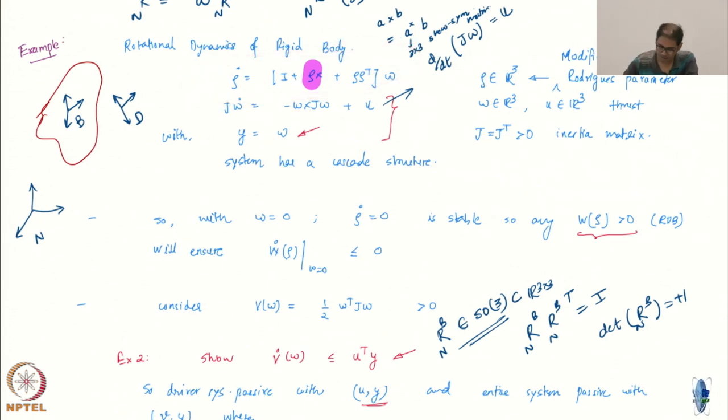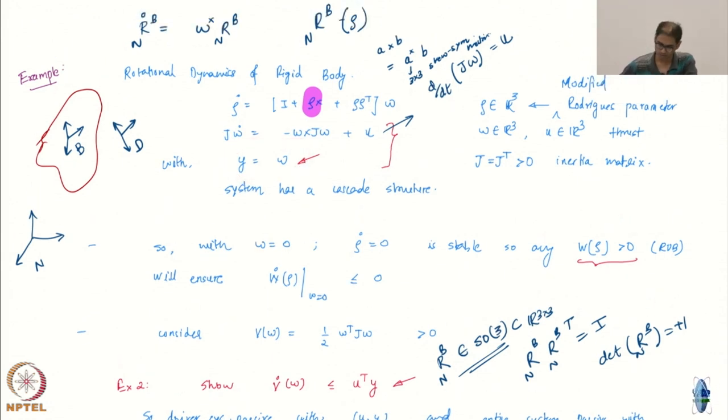And the dynamics is actually evolving on a linear space. Omega is in R3. Good. What I have mentioned now is that I'm going to take the output as omega, because I'm looking at a cascade connection. Now, if you notice, omega is an input to this system. So we are going back to our cascade of a passive system with some nonlinear stable system. So omega is an input to the system.